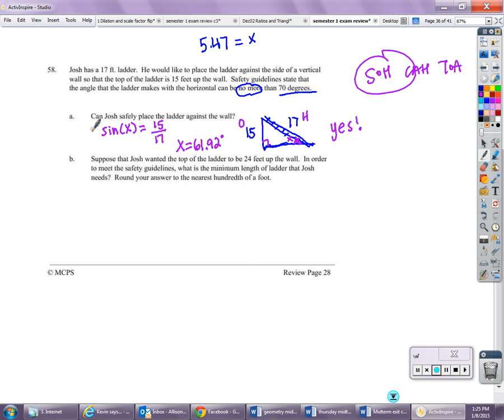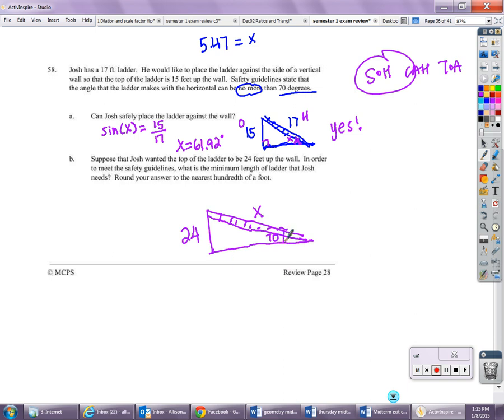Alright, part B. Suppose that Josh wanted the top of the ladder to be 24 feet up the wall. So, 24 feet. In order to meet the safety guidelines, what is the minimum length of the ladder? So now they want to know the length of the ladder if it's 70 degrees, because it can't be anything more than 70.